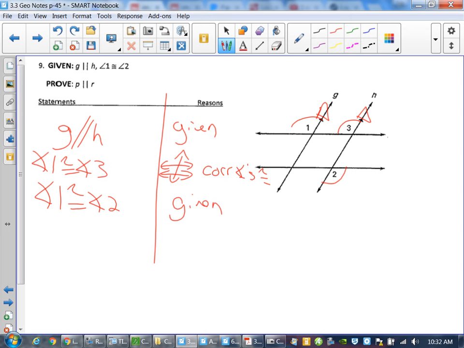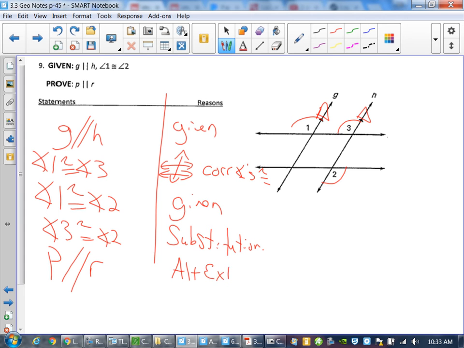One is 3, 1 is 2. What do you say? 3 is 2. Can I say 3 is 2 or 2 is 3? Does it matter? And there's your substitution. And then you're done because P is parallel to R because alternate exterior angles congruent, lines parallel. That's how it's written out. Okay, that's how it's written out. Yes, sir.